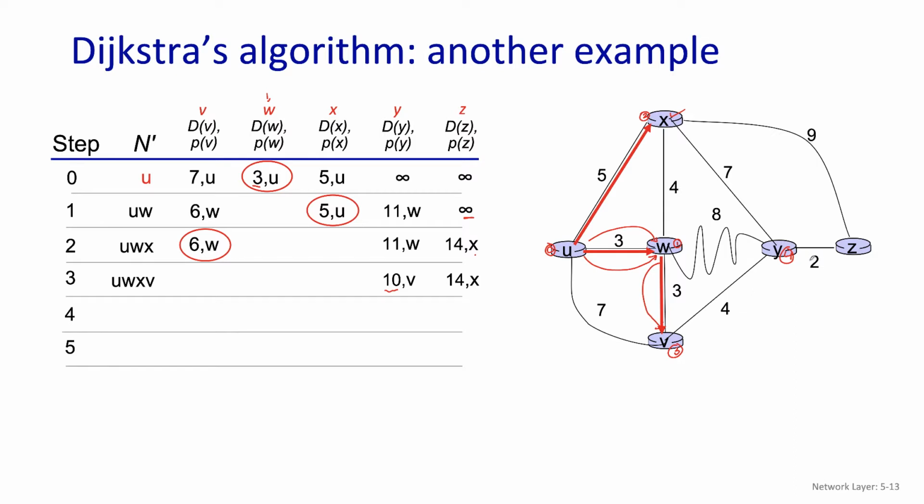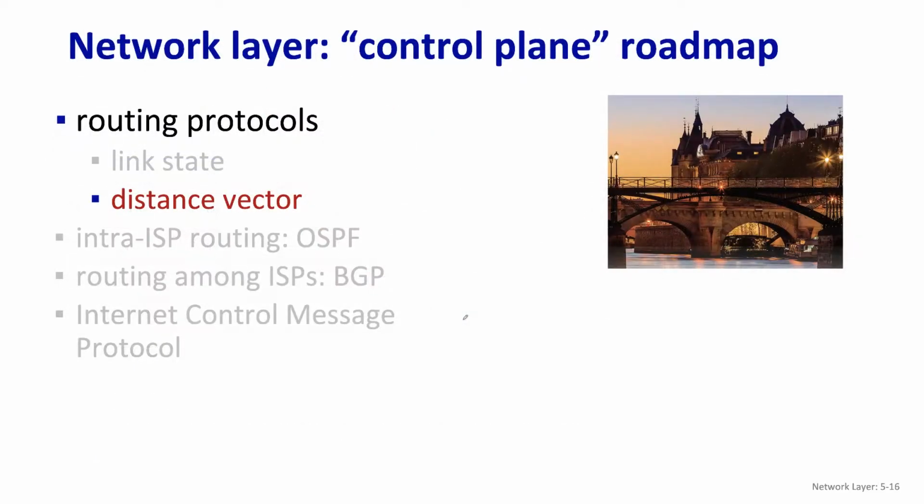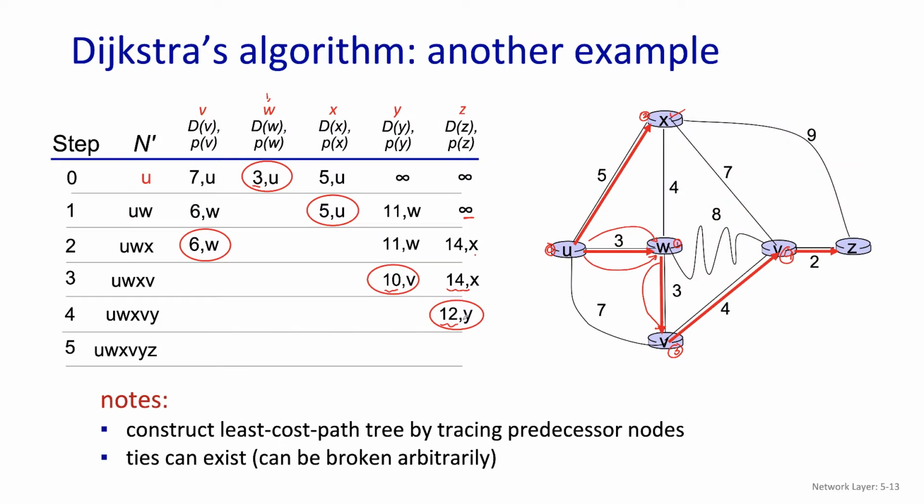Now I can arrive to Z with the cost of 2 plus 10, which is going to be 12, right? So 3 plus 3 plus 4 plus 2 is going to be 12. Therefore, now I can update, because the previous one was 14 through X. Now I can get through Y with the cost of 12, right? So now we can just verify the way it's working.